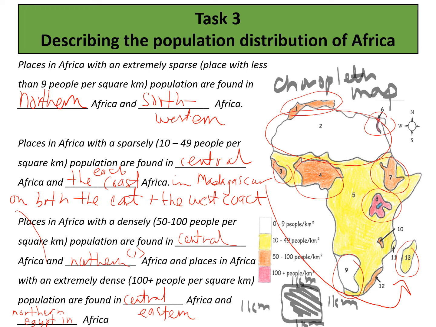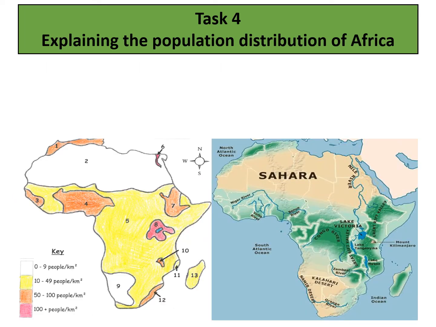So let's move on then to task 4. For task 4, we are going to be explaining. So we've described where people live, where the most people live, where the least people live, and now we need to give reasons for this, because there's always reasons why people choose to live in certain places. So below are 2 maps. On the left, this map here is our choropleth map that's showing us the population distribution. And then this map here is a physical map, which is showing us the location of tropical rainforests. So this green colour is our tropical rainforests. The yellow colour are our deserts, and the blue colours are our water bodies, so lakes and rivers.